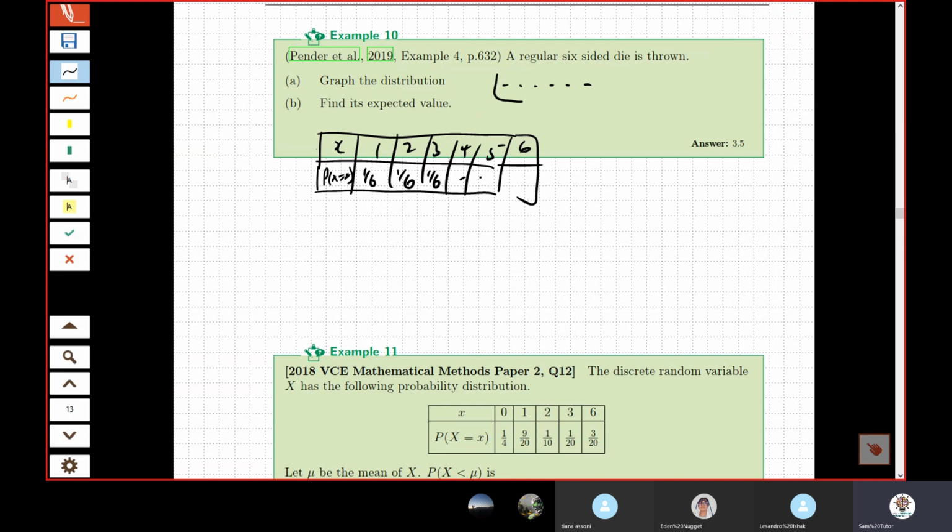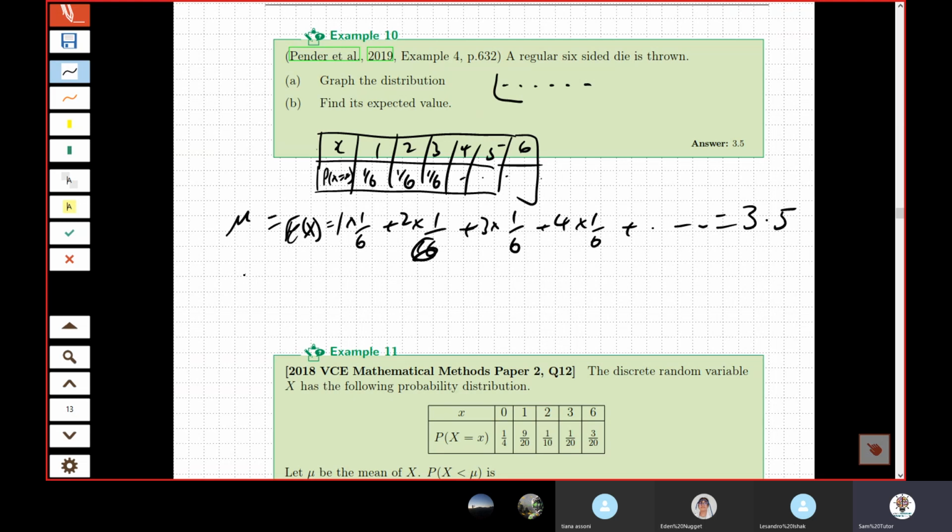And I think it's fair to say we know that the expected value by now is 1 times 1 on 6 plus 2 times 1 on 6 plus 3 times 1 on 6 plus 4 times 1 on 6, and so on. And the answer to that should be 3.5.